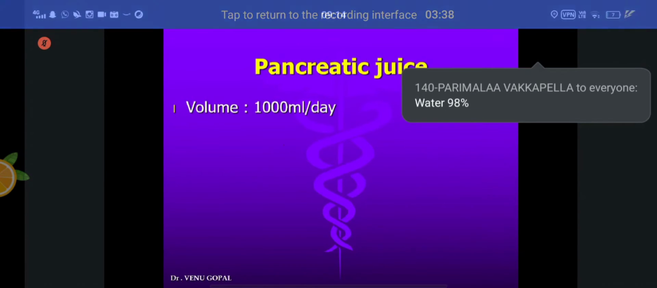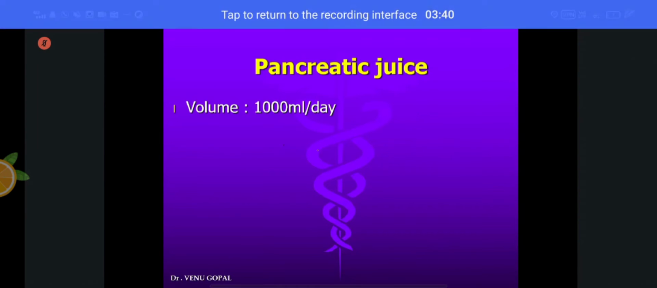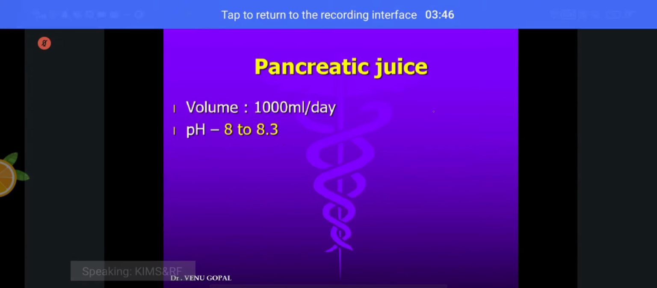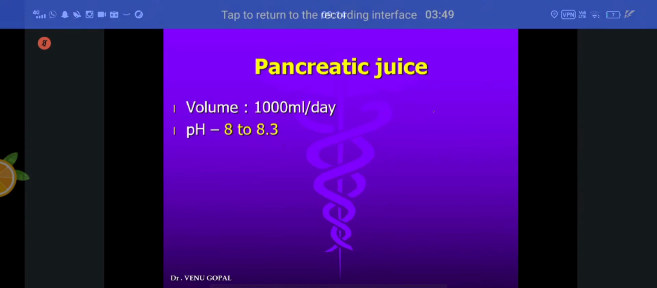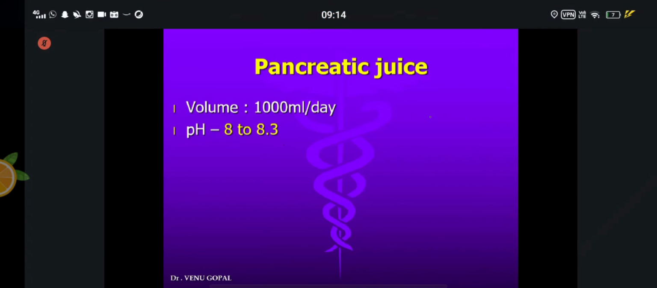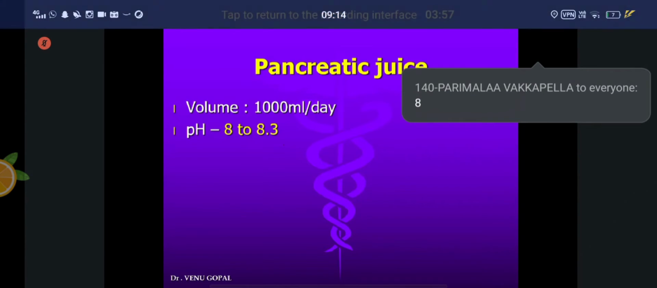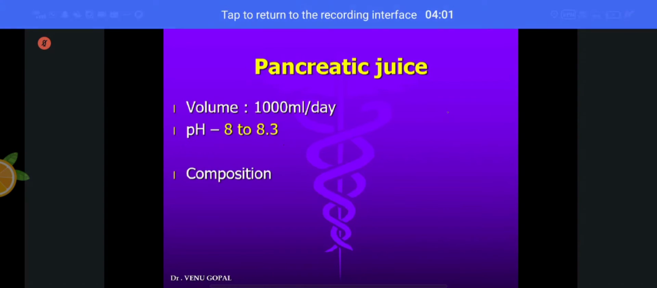So how much is it? When compared to 1.5 liters a day of gastric juice, this is only around 1 liter per day throughout the day. That is not in a single shot. The pH must be more than 7.4. We call it alkaline in the body, in the medium. It is 8 and above, 8 to 8.3. Composition, that is what we have already covered, water and solids.